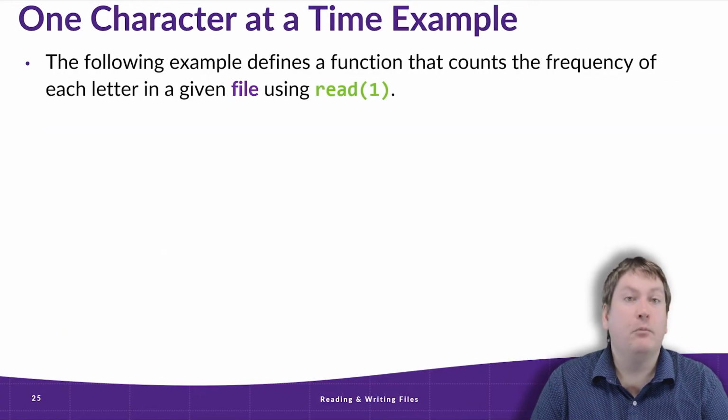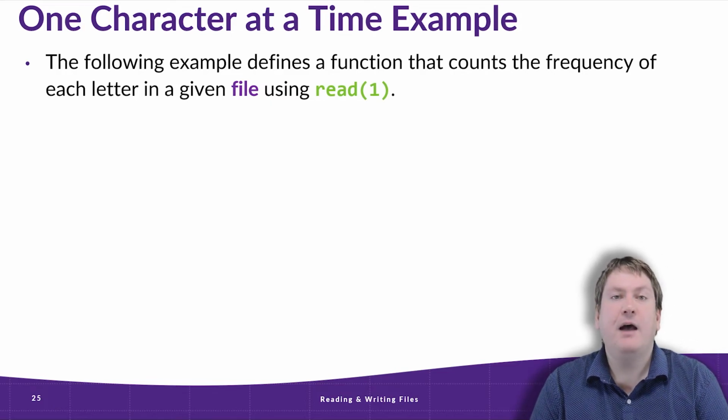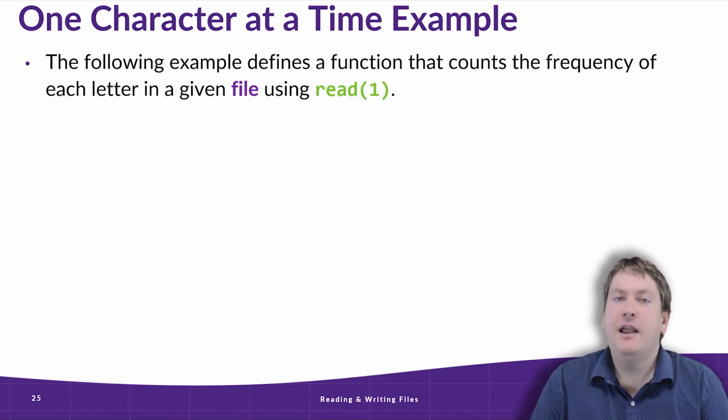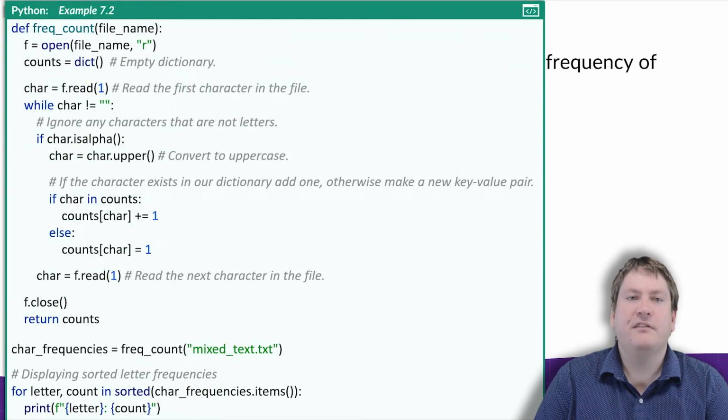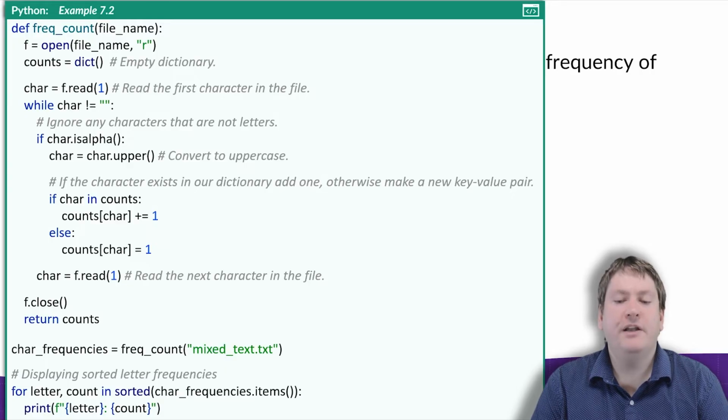Let's take a look now at a more interesting example that reads a file one character at a time. And the goal here is there's going to be some text in a file, and we want to count the frequency of each letter. By frequency, we mean how many times does that letter occur, and we want to do this in a case-insensitive way. So we have the solution here, but we're going to try this out in PyCharm to get a better idea of how it works and to debug it a little bit.